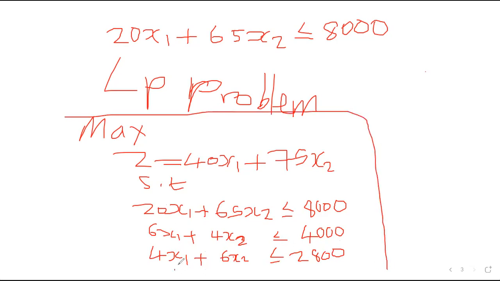Then we can say our x1 and x2 should be greater or equal to 0. This is the LP problem. So I will need to run again through this one. If this problem is wrong, then the answers will also not be correct. Okay.